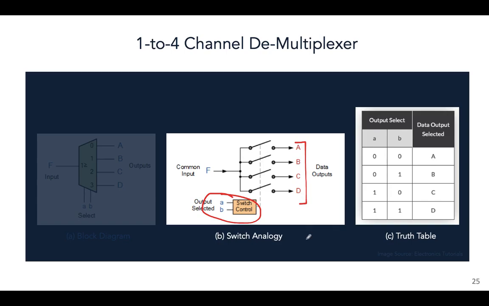Now you can see when A and B are both 0, the output is A. So this input will directly go here, right? When A, B are 0 and 1, B will get the output. When A and B are 1, 0, C will get the output. That means F will go directly to C. And when A and B are both 1, D gets the output.